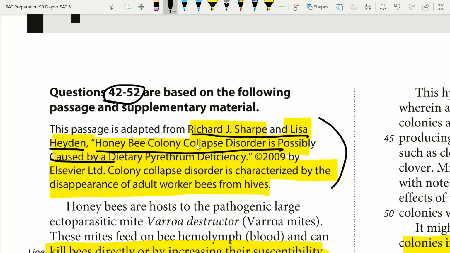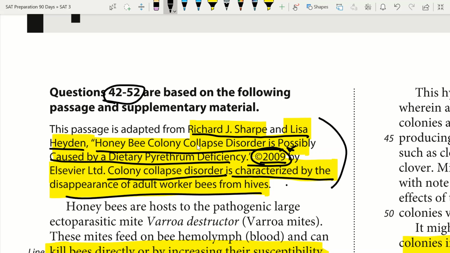I'm always going to underline the copyright or the date when it was written. If I'm not given the date that it was written, I usually assume that the copyright is right around the time it was written. So in this case, 2009. All right, I see that I have a colony collapse disorder. Anytime I'm given the definition of a key term, I always highlight that as well. Colony collapse disorder is characterized by the disappearance of adult worker bees from hives. So that's going to be an important context to know.